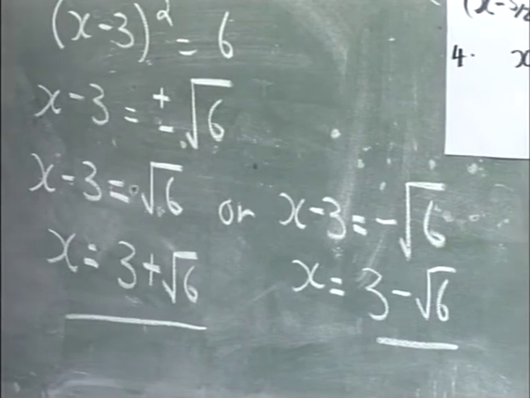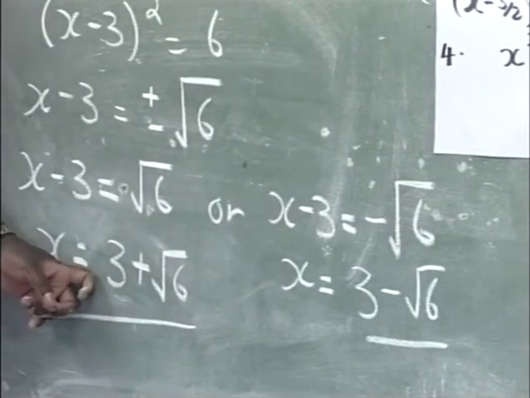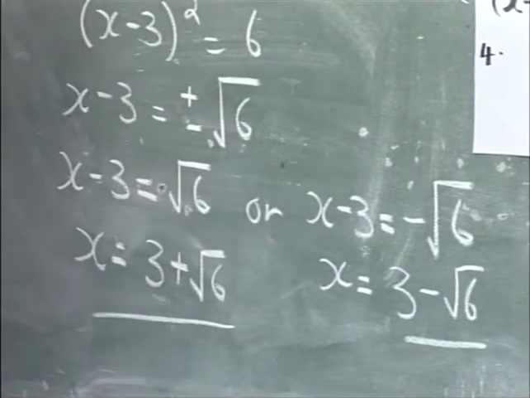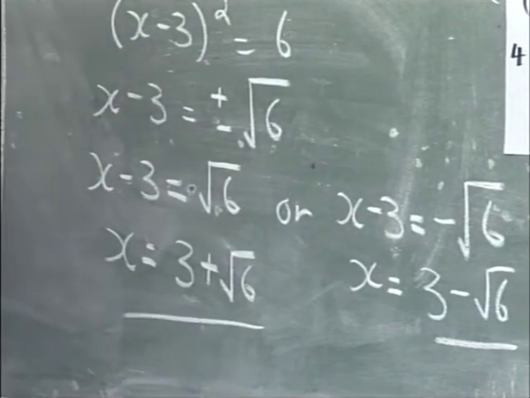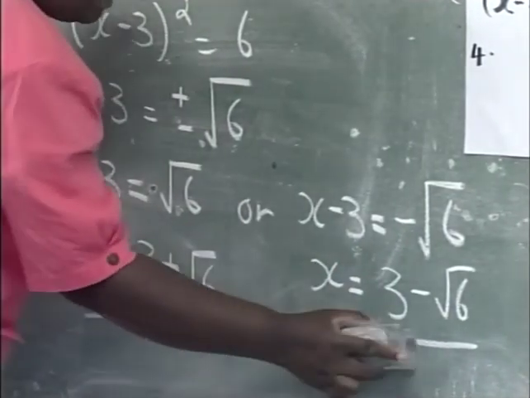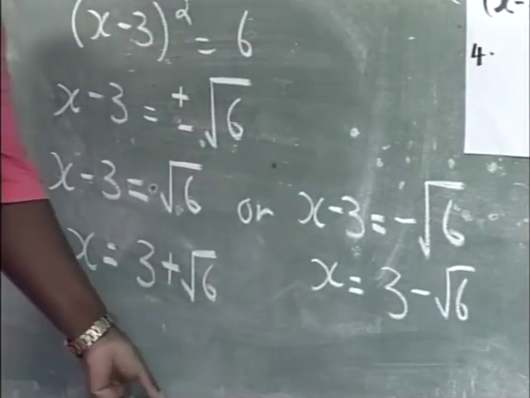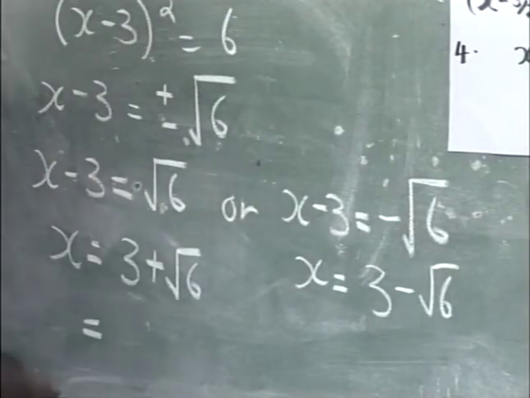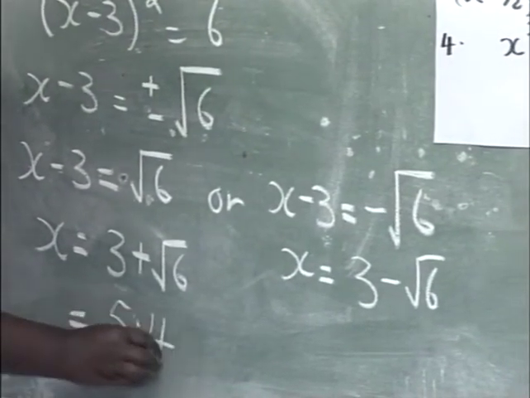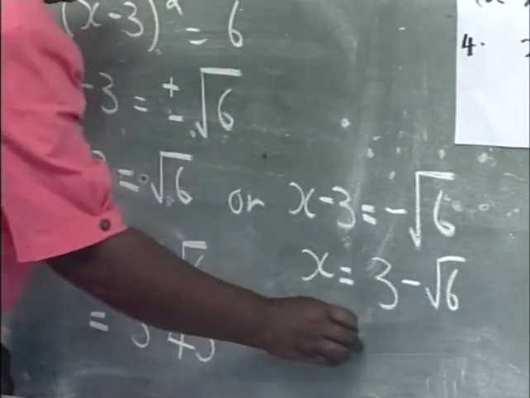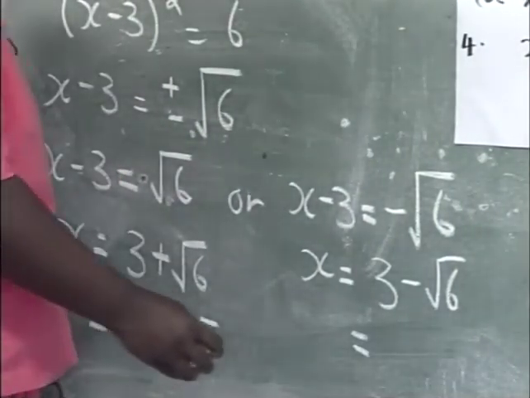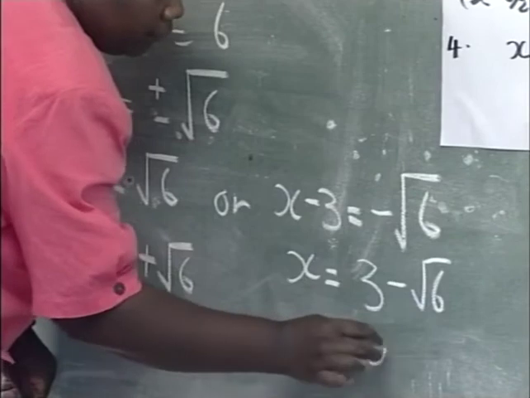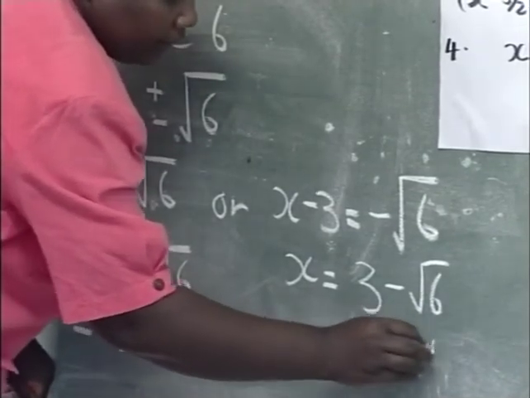Now, if you wanted to change this to a decimal, or if you were asked to find the answer to 2 decimal places, can you tell me what the answers are going to be for these two, this and this? Using your calculators, please. First one, 5.45 to 2 decimal places. The other one, positive or negative? Okay, positive 0.55.